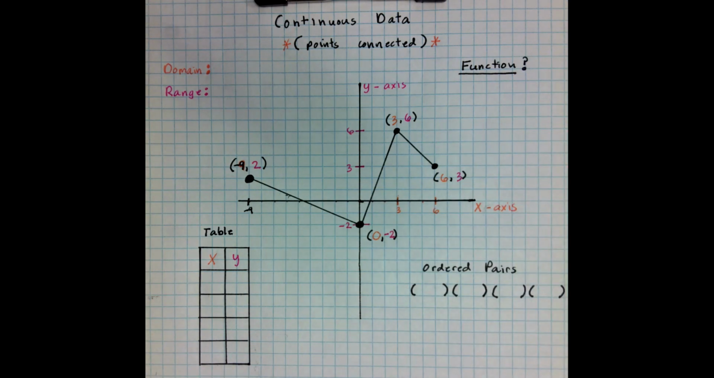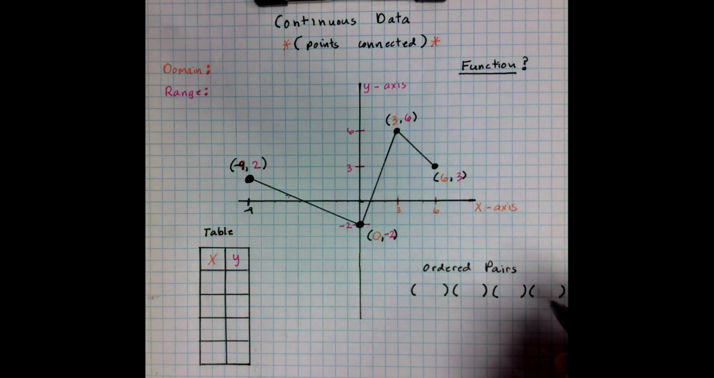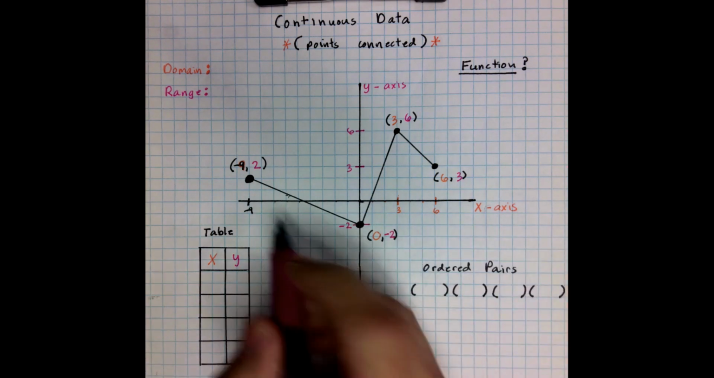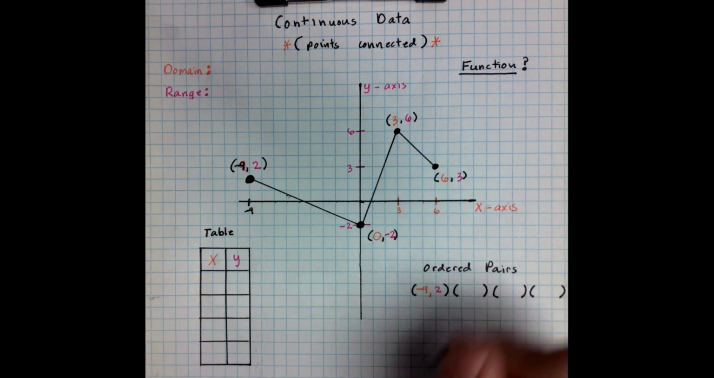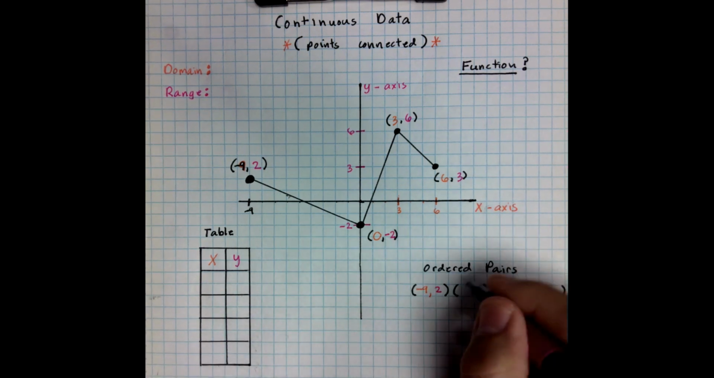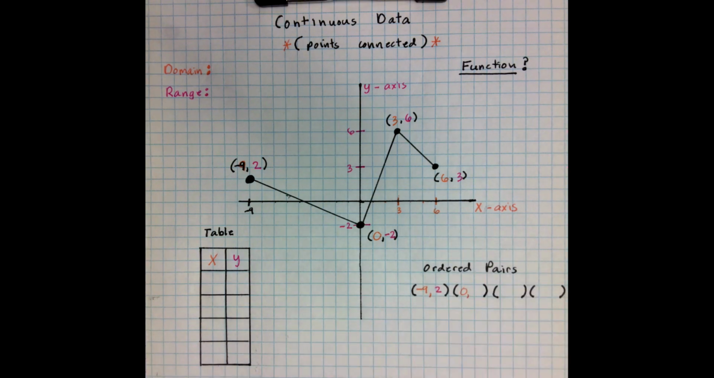And so let's write these ordered pairs out real quick over here, all in order. So I'm going to start from the furthest to the left, which is -9. For my x, we have -9, comma, 2. And then we had 0, -2, so 0, comma, -2.